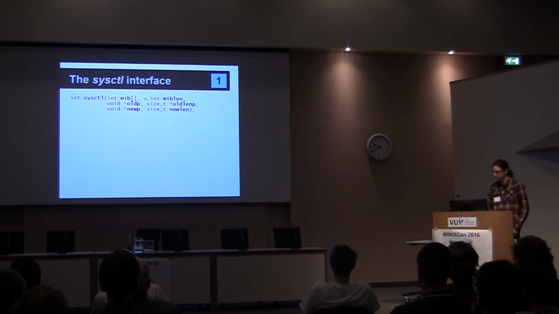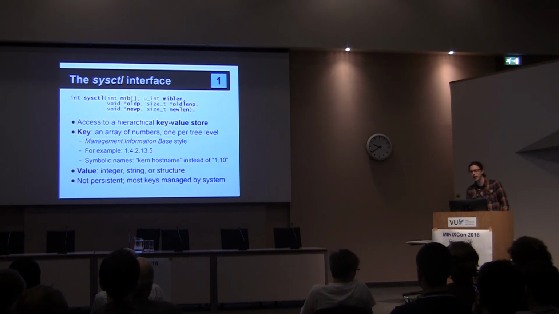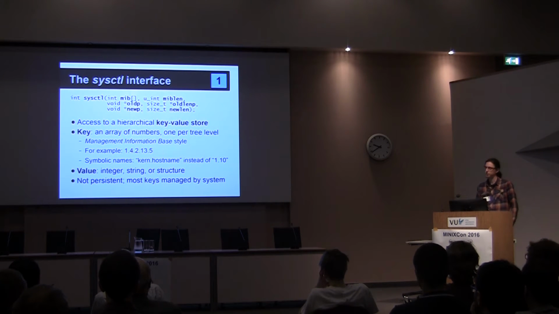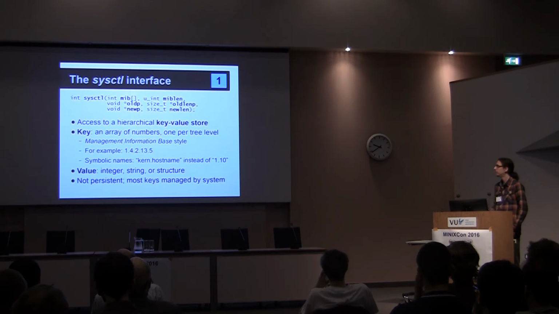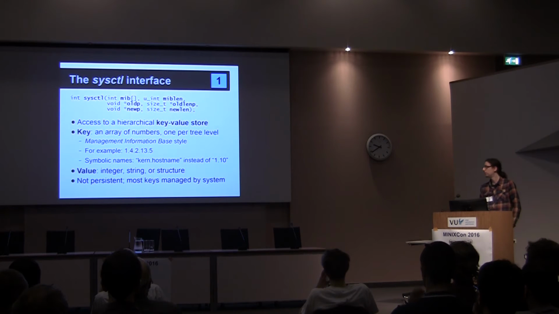This is sort of the thing that the BSDs use in order to expose and allow the user to control system information. And this is basically an interface to a key value store, which is stored as a tree, and you can get and set values through this sysctl call. The keys are arrays of numbers, one per tree level, and this is sort of a numbering scheme that is in line with the management information base style, which is just a sequence of numbers, each number going deeper into the tree. And those sequences of numbers then represent one key. Keys that are based on numbers are of course very inconvenient to use, so BSD is also using symbolic names for that. For example, 1.10 is actually called kern.hostname, and that is the setting for the current hostname of the system.